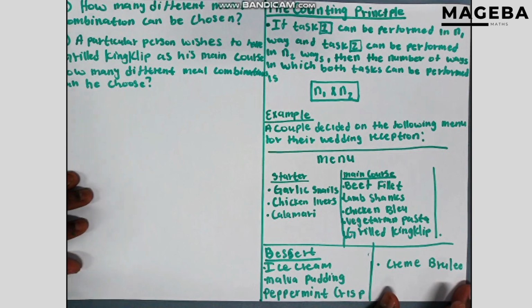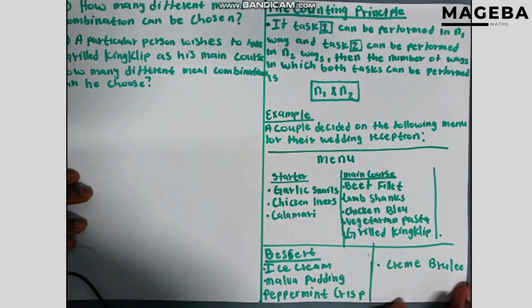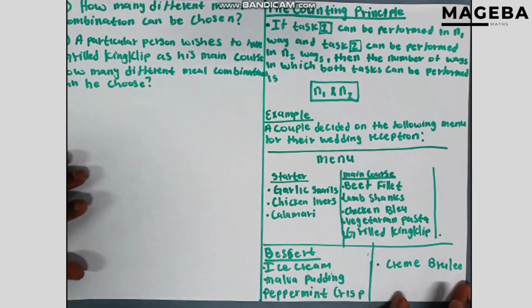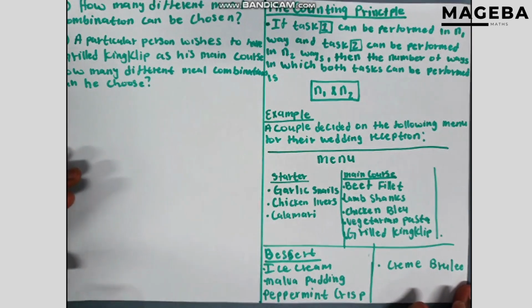Today we'll be doing the counting principle, which is probability that is done in grade 12. So, what is a counting principle?